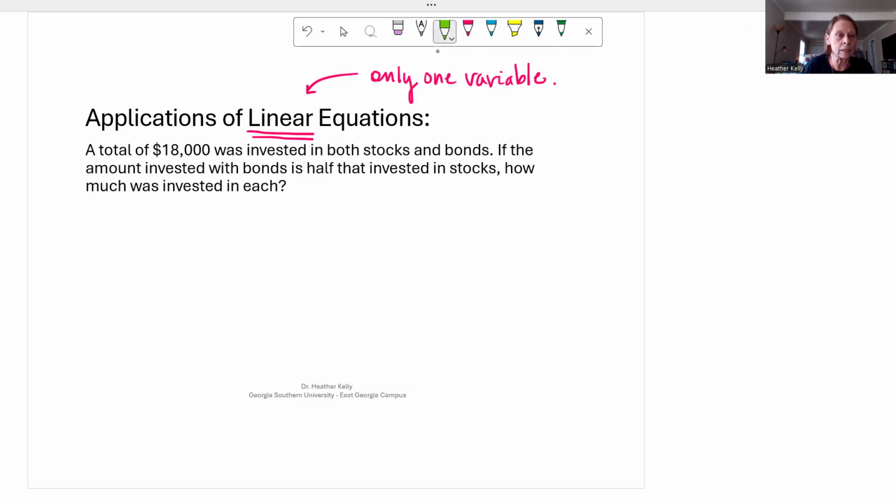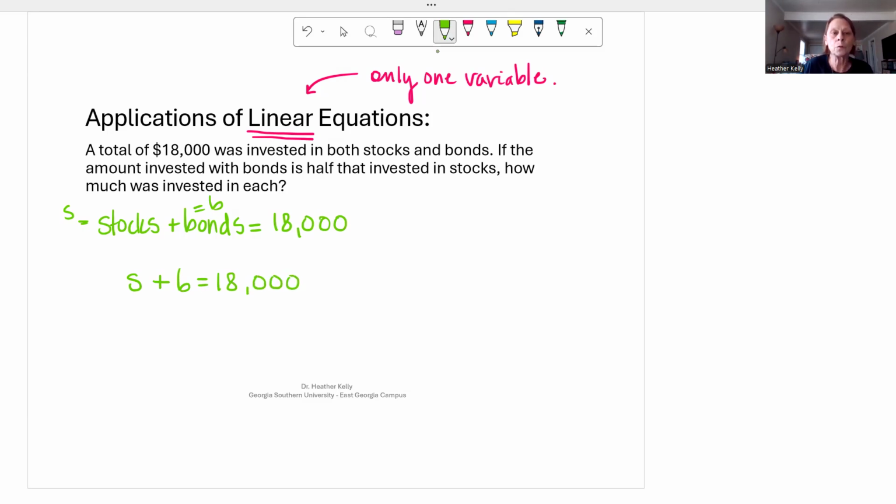So we have two things here. We've got stocks plus the bonds equals 18,000. Okay. And let's just call stocks S and bonds B. Just keep it easy. So our first equation is S plus B is equal to 18,000.